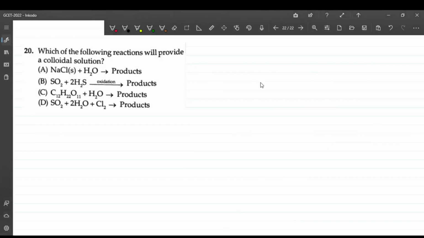Question number 20. This is a theory based question. Answer is option B. Just mark this.